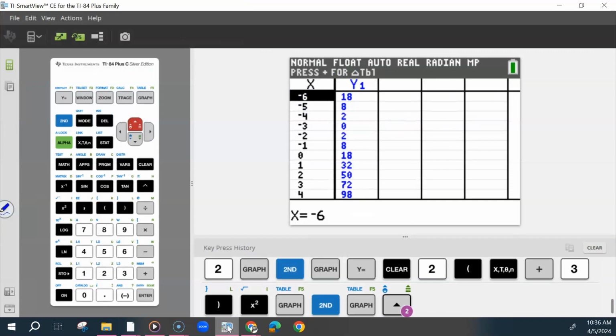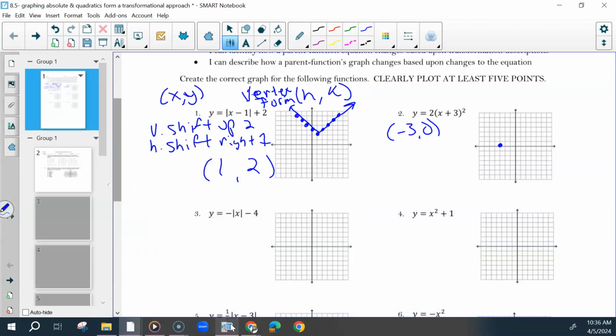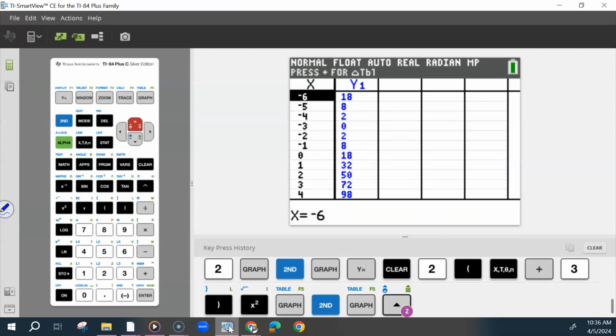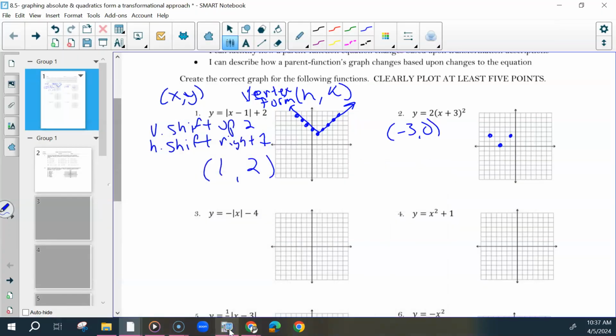And then you can start graphing the other points. You may not be able to graph all of them. So we have negative 3, 0, negative 4, 2, and negative 2, 2. You want 5 points, so maybe extend your graph or just plot these off the graph. Negative 5, 8, and negative 1, 8.